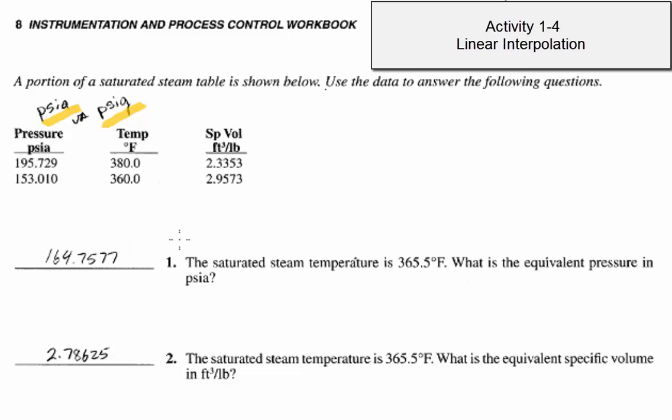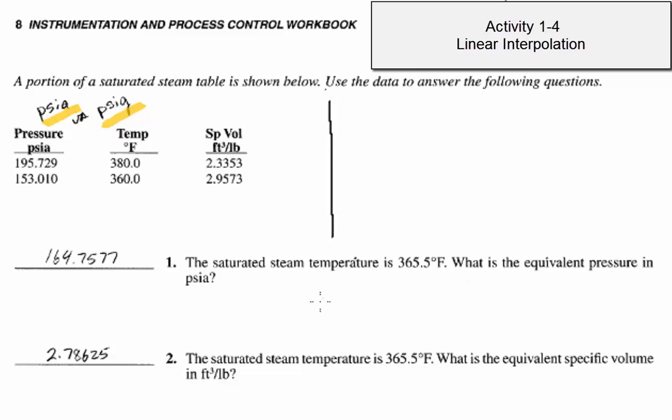Alright, so let's look at number 1. The saturated steam temperature is 365.5 degrees Fahrenheit. What is the equivalent pressure in psi-A? That's pounds per square inch absolute, which is 14.7 pounds more than the gauge pressure. Keep in mind when you're reading pressures to always know whether it's a gauge pressure or absolute pressure.